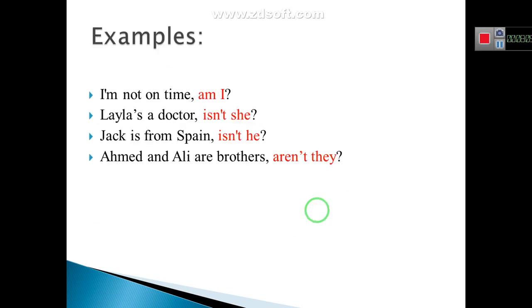Okay, guys, let's look at some examples. I'm not on time, am I? Layla is a doctor. Okay, where's verb be? Is. I'm gonna write is again. Positive or negative? Positive, I have to change it to negative: isn't. Instead of Layla, I have to use she. Jag is from Spain, isn't he? Jag is a boy, so I have to use he. Ahmed and Ali are brothers, aren't they? This they refers to Ahmed and Ali.